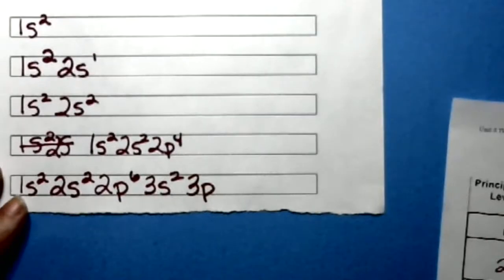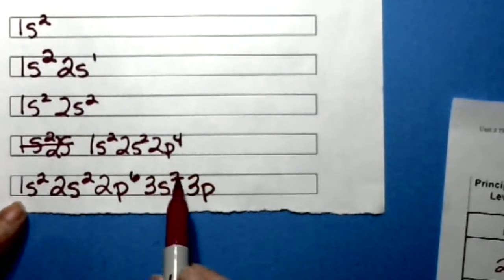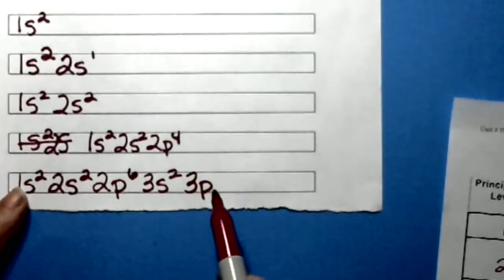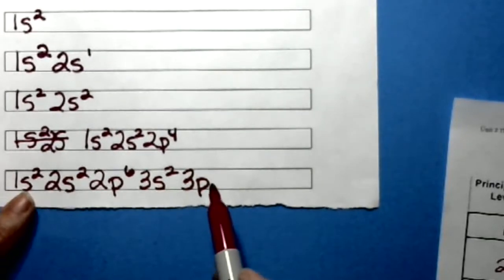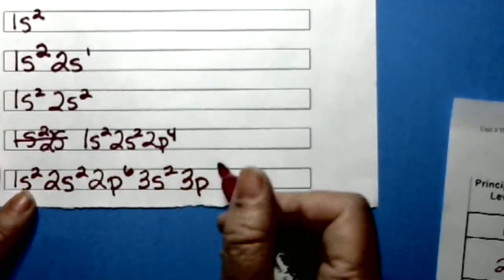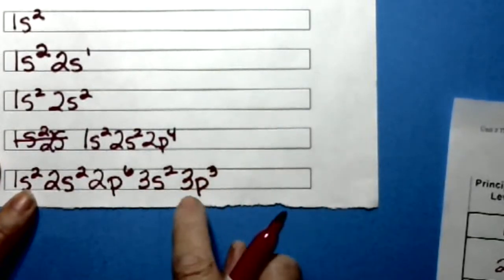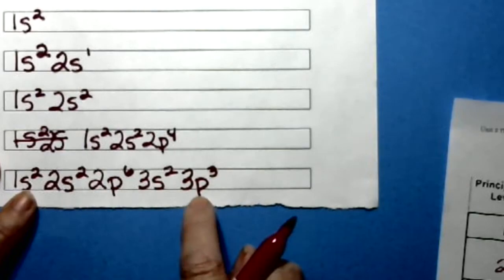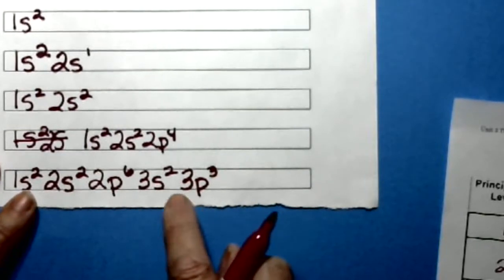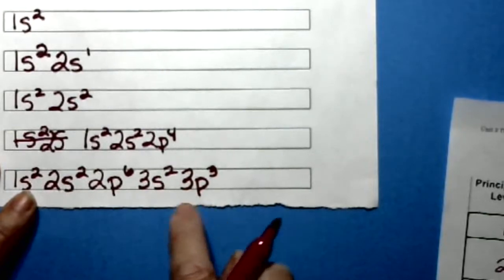So I go to the 3p orbital, but I only need 3 more electrons to add up to be 15, okay? So I go 3 here. This 3p orbital can hold up to 6, but no more than 6, but it can hold less than 6. It can hold 0 or 1 or 2 or 3 or 4 or 5 or 6.